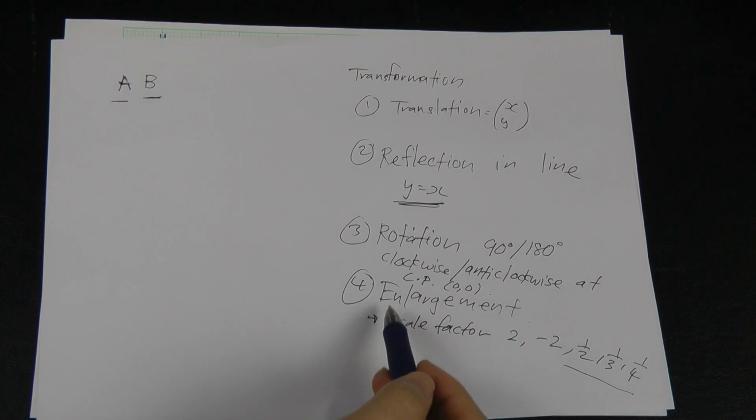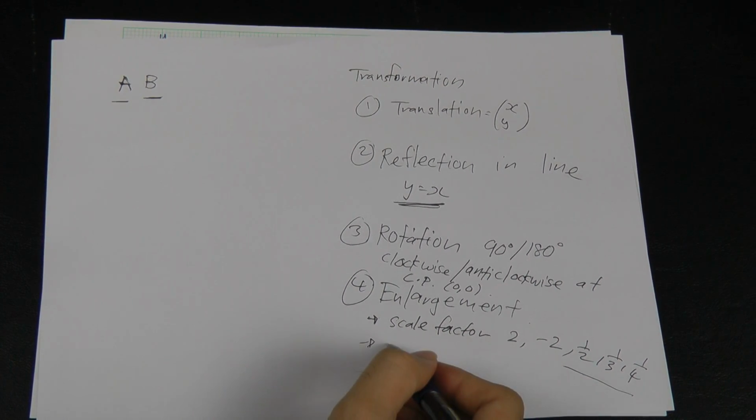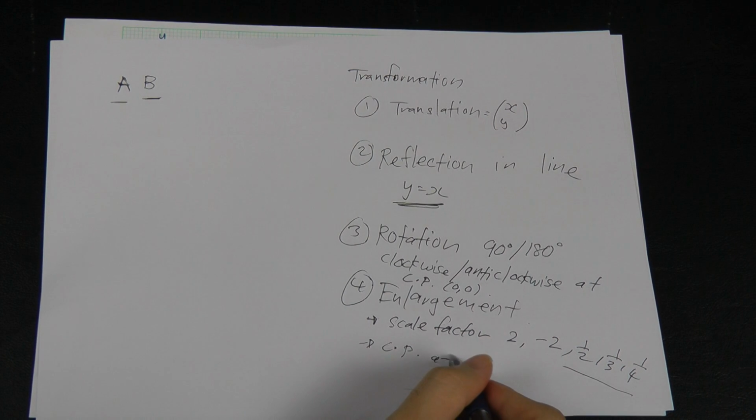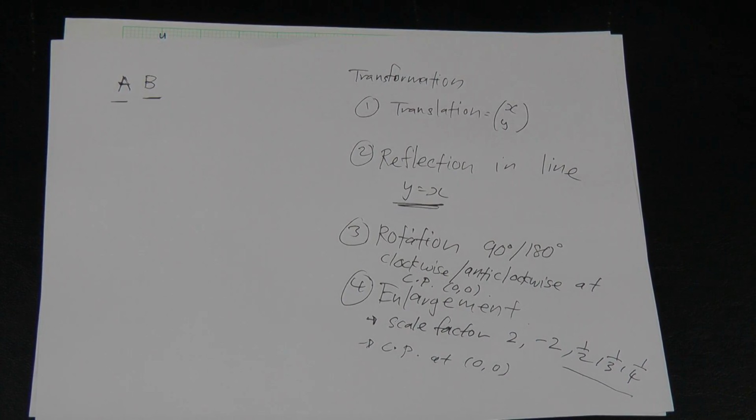So for enlargement, you must mention the scale factor, and the same thing, you must mention the center point, maybe at 0, 0, or maybe 1, 1. It can be any point. So this is how to describe in full.